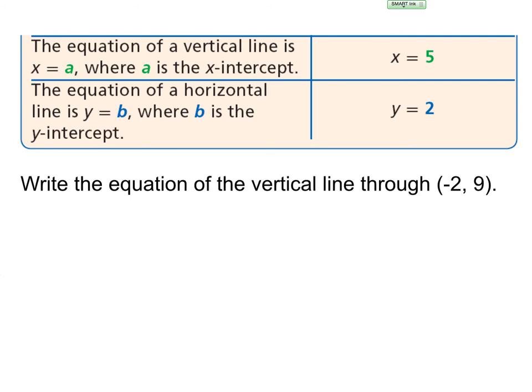Write the equation of the vertical line, look at your notes there, the vertical line that would go through -2, 9. Vertical line, look at what the notes are telling you. Where would it hit the x-axis if it goes through -2, 9? Show me. You need one more. Well, is it x or y or what is it?